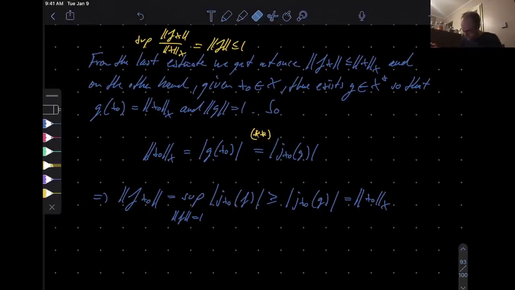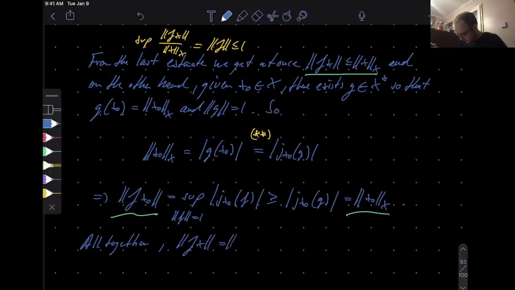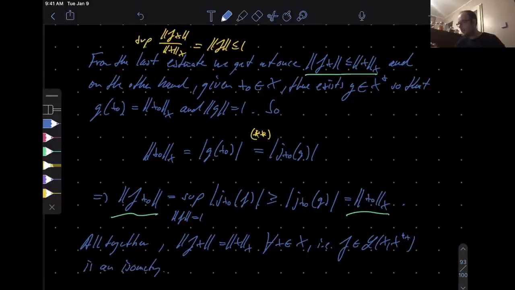Okay, so you have this, and now if you, of course, read this and that, since this works for any x naught, you get the converse inequality to this guy up there. So altogether, there has to be equality between these two norms. Altogether, the norm of J of x is equal to the norm of x, for all x in X, meaning J from X to X star star is an isometry. Okay, nice. Good. In particular injective, because isometries are always injective.